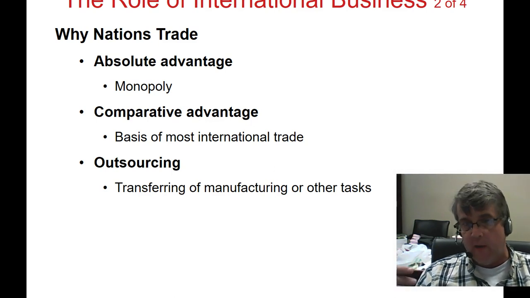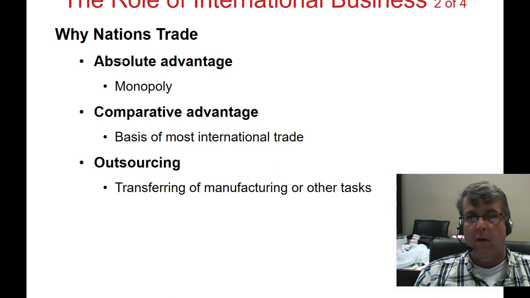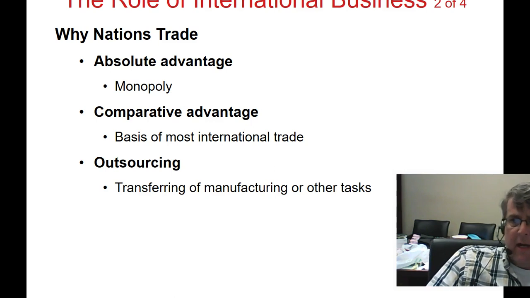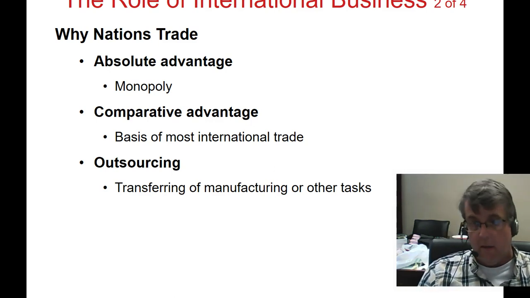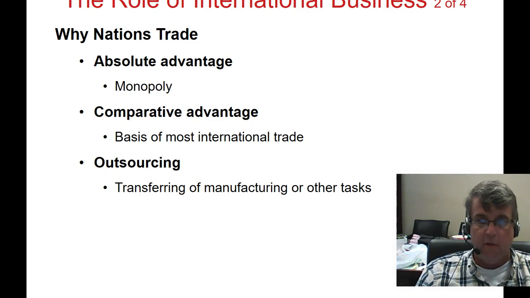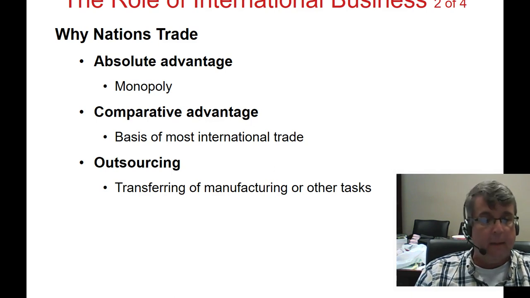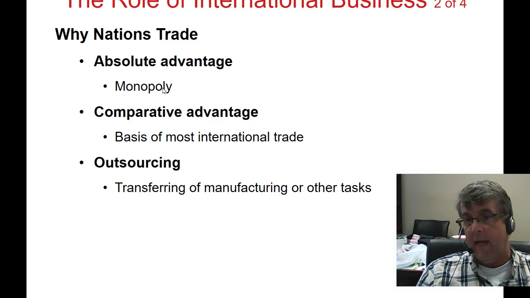Now, when nations trade, some of the reasons are absolute advantage. Maybe one country is absolutely better than everyone else at producing a particular crop, like Hawaii with pineapples. If we tried to grow our own pineapples here in Alabama, it wouldn't work. We don't have the right climate, the right soil, the right conditions for pineapples. So Hawaii might have an absolute advantage over Alabama in the production of pineapples. This might even result in a monopoly.